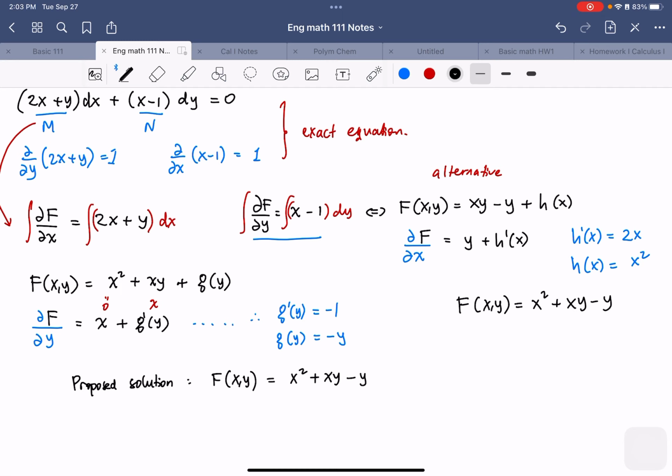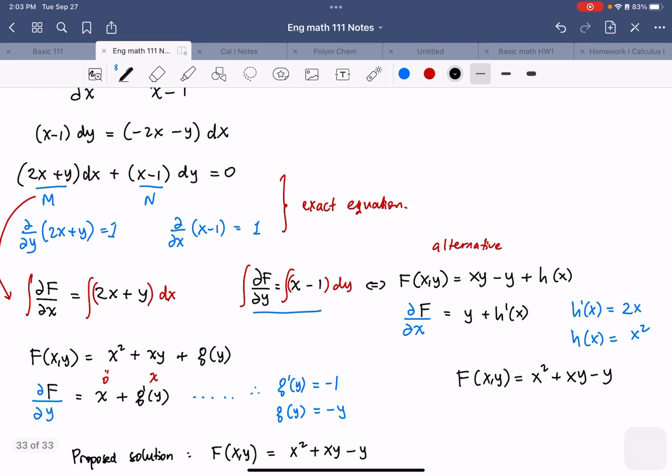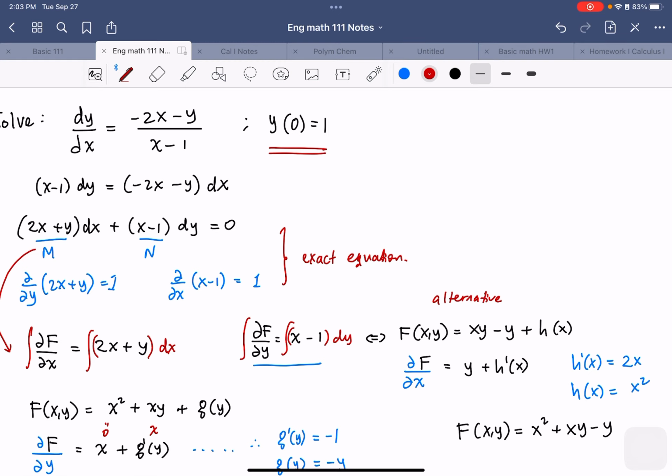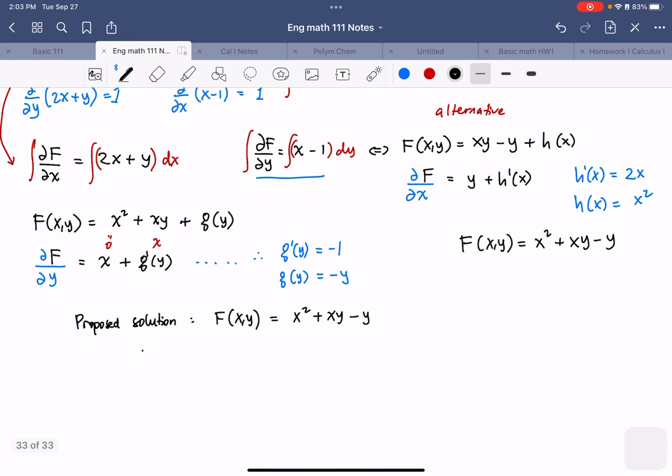Now this is the proposed solution, but I think we have the initial value, right? So we have to check the initial value, this 0, 1. So we are going to check 0, 1. That is going to be 0, 0, and -1. So this should be -1. So x squared plus xy minus y is equal to -1.